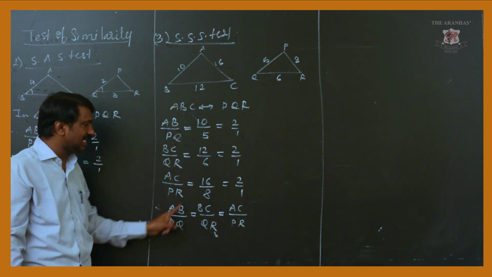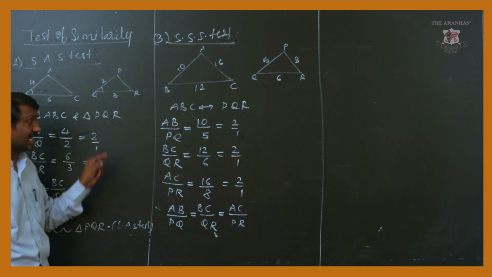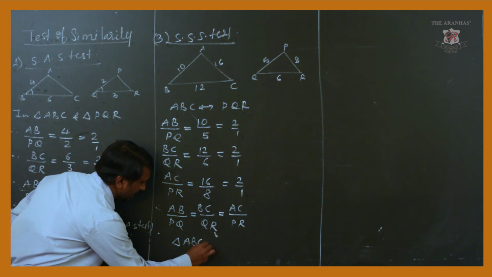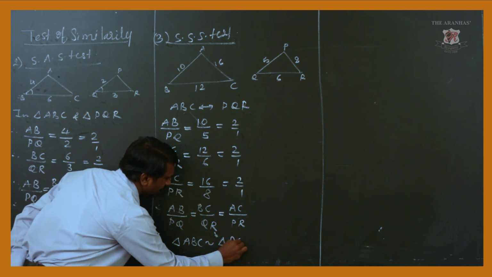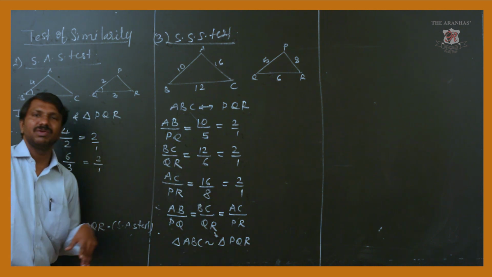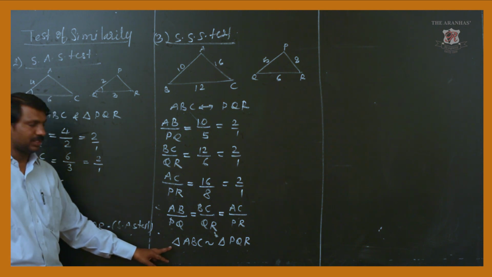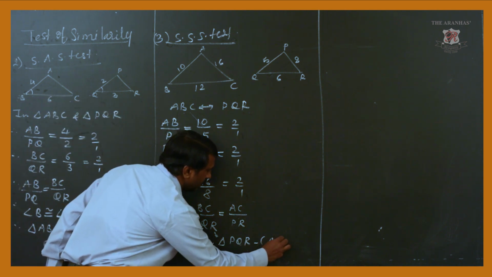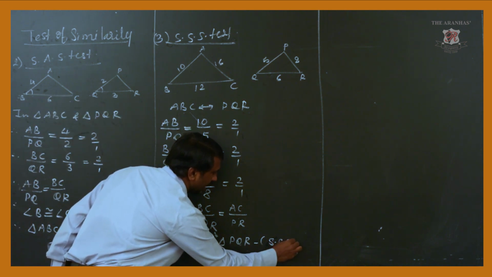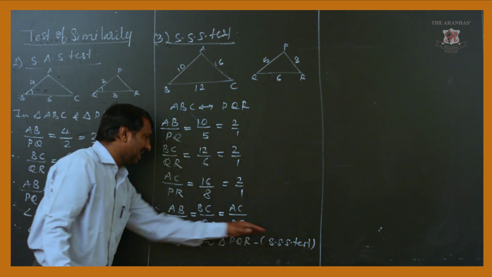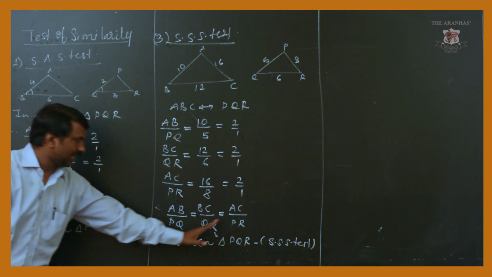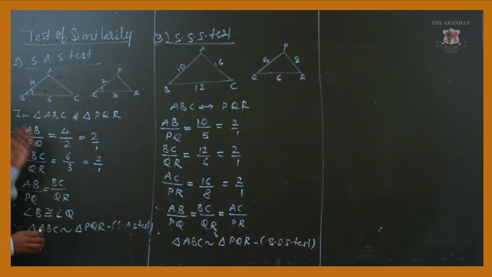SSS means the three sides are in proportion, the side ratios are in proportion, so we can say that triangle ABC is similar to triangle PQR. This is the correspondence given and that we are using. So, according to this correspondence, ABC is similar to PQR by the SSS test. By triple S, these three sides are in proportion, so the triangles are similar to each other.